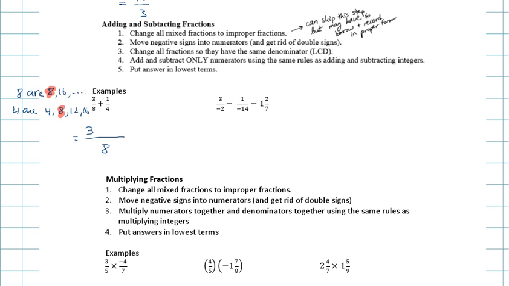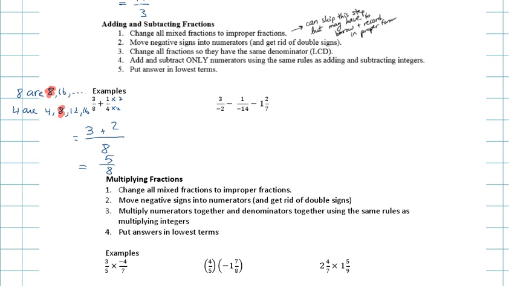How about for this 4? How can I make it into 8? Multiply by 2, right? Anything I do to the denominator, I have to do to the numerator. Right? So that's multiplied by 2. So that's going to be 3 plus 2 over 8, which is 5 over 8. Done.